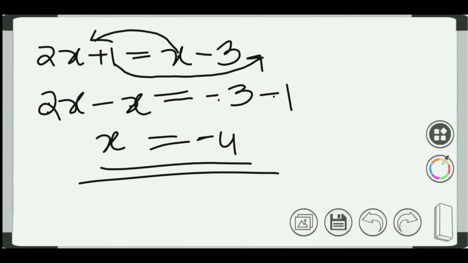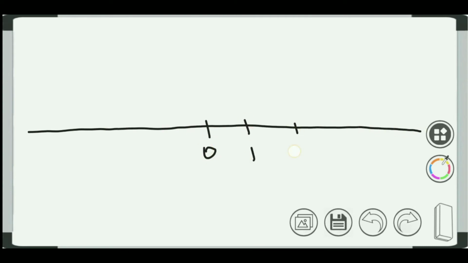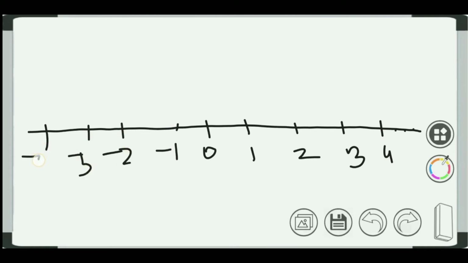Can you represent this on a number line? X is equal to minus 4. Note this is the answer we got. You can represent this on a number line. See, this is your number line. 0, 1, 2, 3, 4, etc. Minus 1, minus 2, minus 3, minus 4, etc. So what was the value for x? X is equal to minus 4. Where is minus 4?